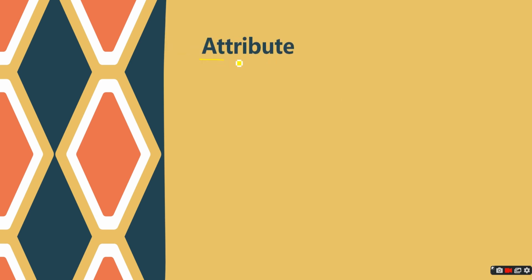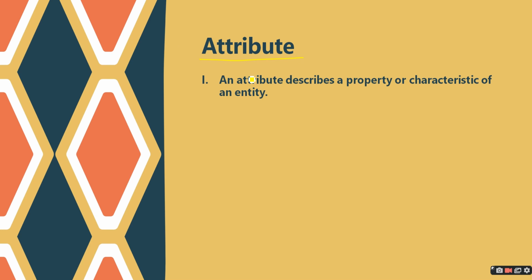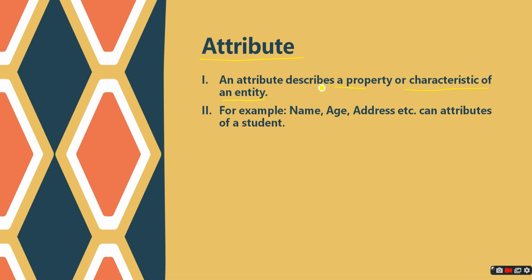Okay, now what is an attribute? We have discussed this so many times. An attribute describes a property or characteristic of an entity, right? We have just taken the example of a student. So a student can have so many attributes like name, age, address, etc. These can be attributes of a student, right? An attribute is represented using an ellipse symbol. Using this ellipse we are going to represent an attribute.